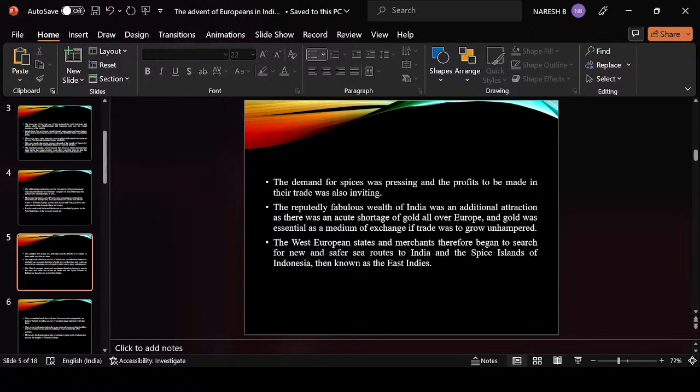So let's see. The demand for spices was pressing, and the profits to be made in their trade were also inviting. So this was the position. So they were in need to do something. The reputedly fabulous wealth of India was an additional attraction, as there was an acute shortage of gold all over Europe, and gold was essential as a medium of exchange if trade was to grow unhampered.